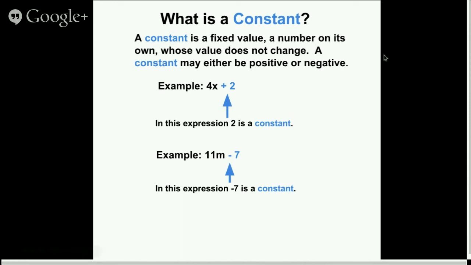All right, so the first thing is a constant. A constant is a fixed value. A number on its own, its value can't change. It's okay if it's positive or negative. So in this expression, 4x plus 2, 2 is the constant. 11m minus 7, negative 7 is the constant.